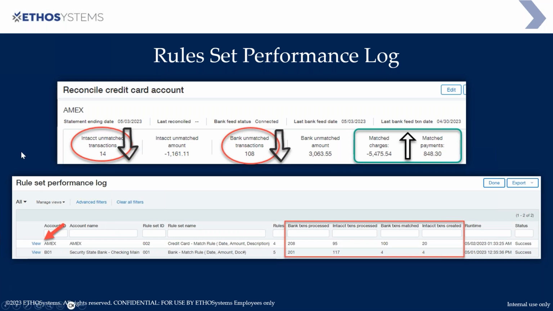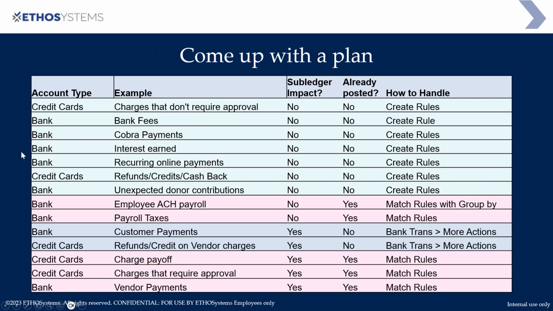One of the things that we recommend: you go into the system and say, hey, I want to set up matching, or I want to set up the auto creation rules, and then you find out a lot of them don't work. What I will say is that the best thing to do in this case is to come up with a plan. So for example, credit cards, charges that don't require approval, create a rule. Bank feeds. And so you go through each one of these different types of transactions, and you determine how you are going to handle each one of these.